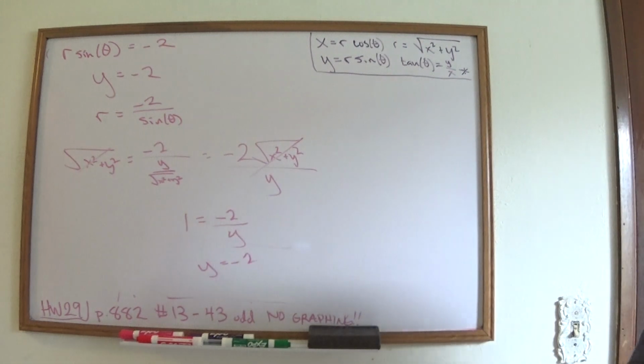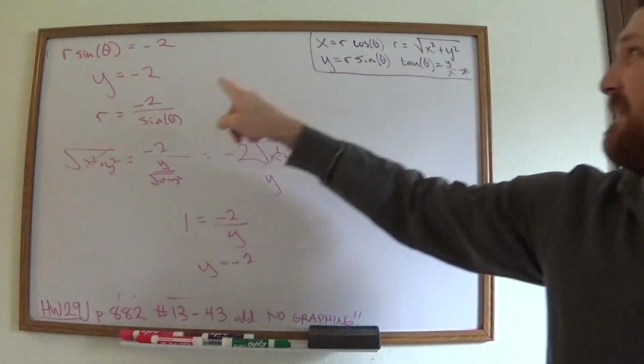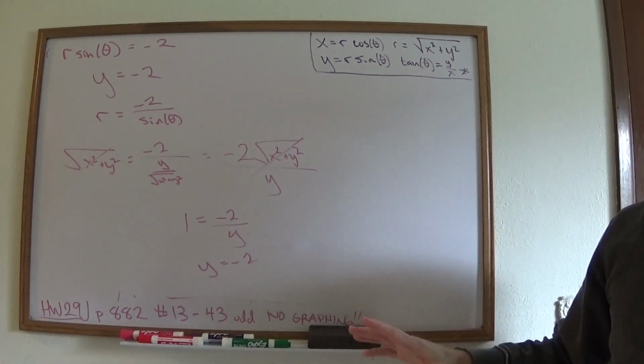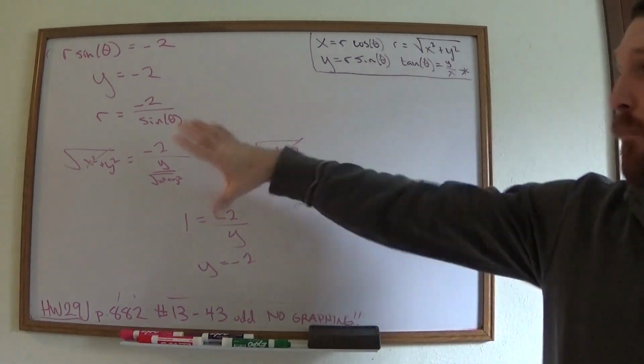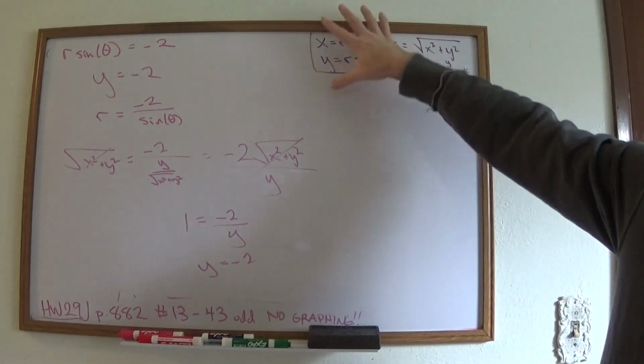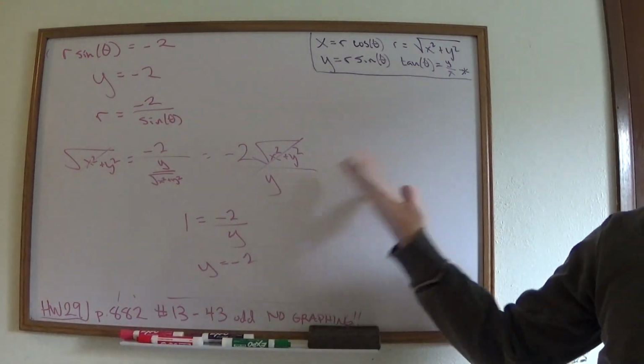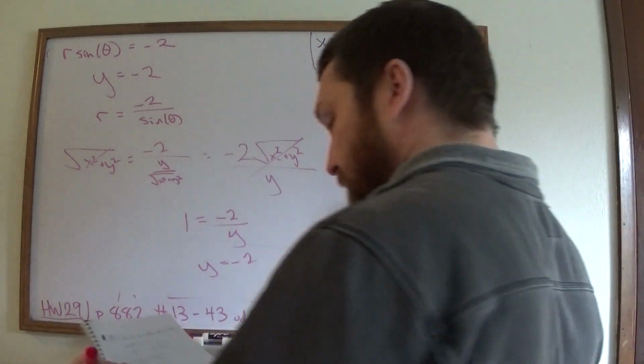Or you could stop and say, anytime you have an r sine theta or an r cosine theta anywhere, your life's going to be much easier if you just do that. But if you just go for broke and plug everything in the way you see it, you'll get there. It's just going to be painful.